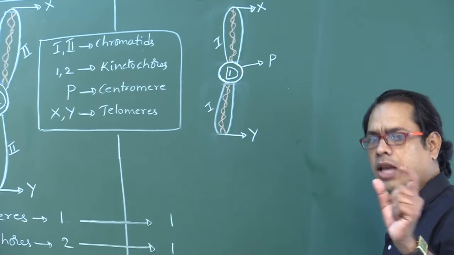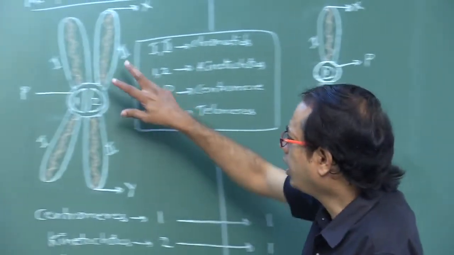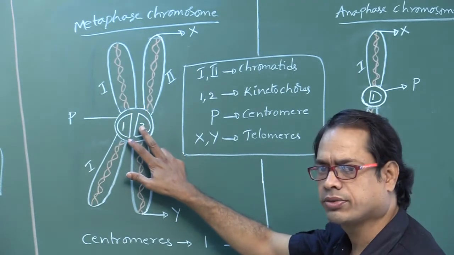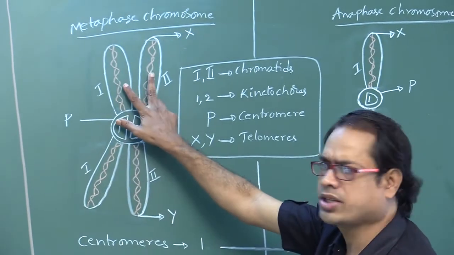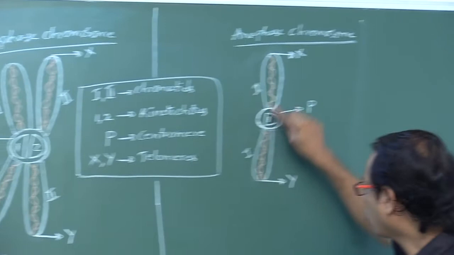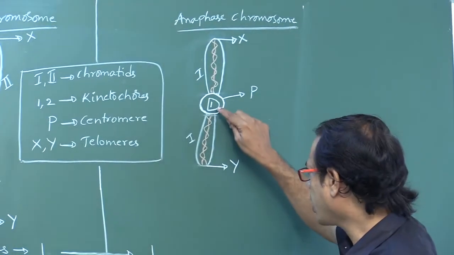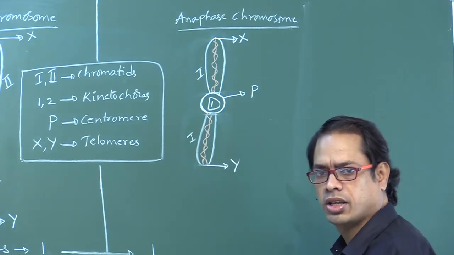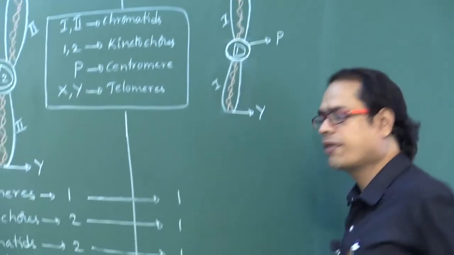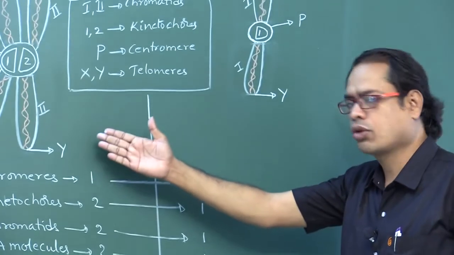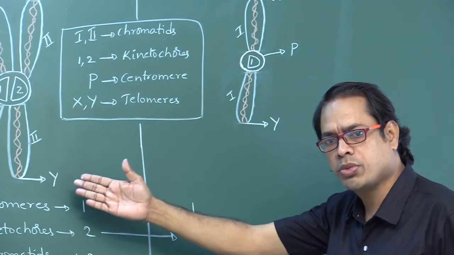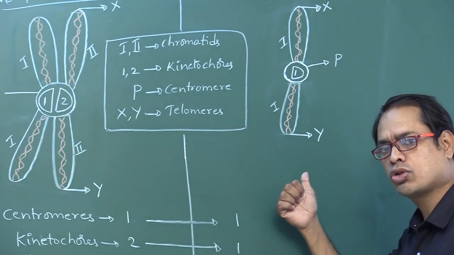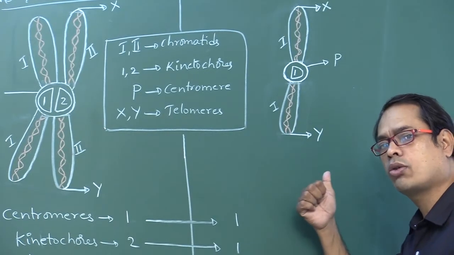Okay? Again I am repeating, my dear students. Here 2 chromatids present, 2 kinetochores present, 2 DNAs present. Here 1 chromatid present, 1 kinetochore present, 1 DNA molecule present. So these are the major differences between metaphase and anaphase chromosome. Metaphase chromosome is identified with 2 chromatids. Anaphase chromosome is identified with 1 chromatid.